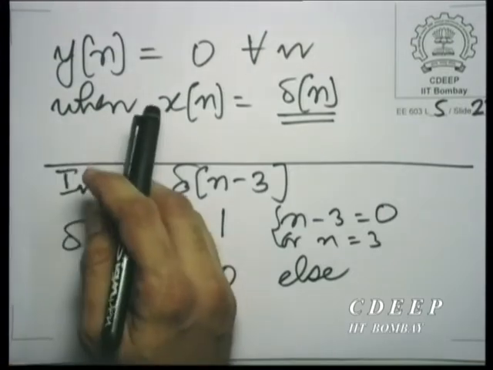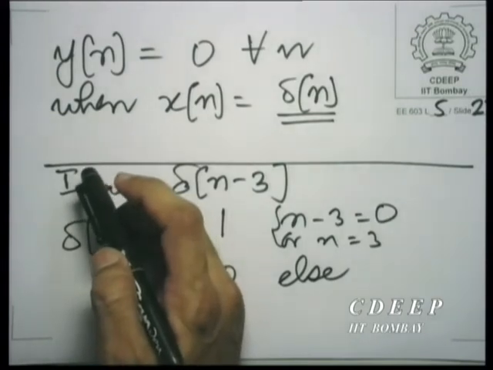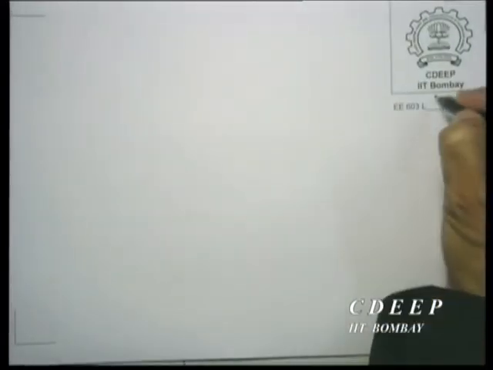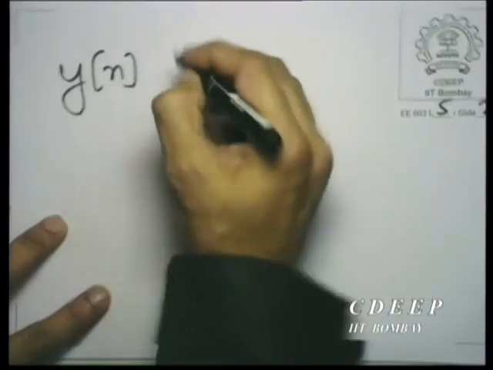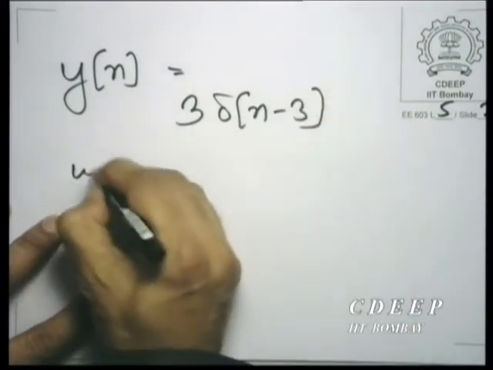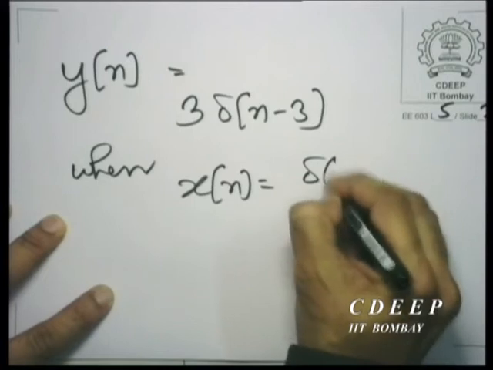The output is going to be, at the point n equal to 3, multiplied by 3, and therefore, we can write the output. In fact, we can write the output down explicitly, we can express the output in terms of delta. y[n] in this case is 3 times delta n minus 3 when x[n] is equal to delta n minus 3.